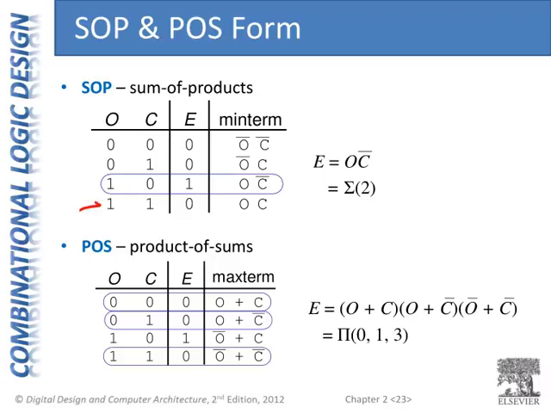And finally, we can check the last possibility, the 1, 1 combination. We get 1 and 1 bar, which is 0, and we get 0 as expected.